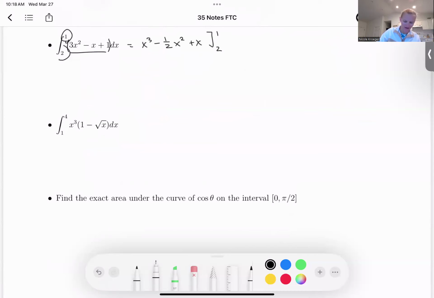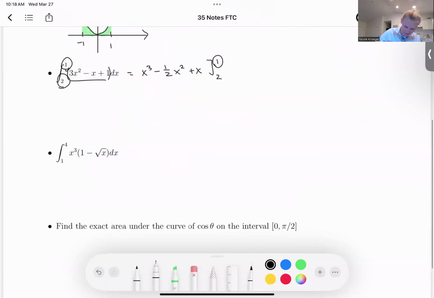Notice it doesn't matter what number is on top and bottom. We still always plug the top number in first. So I'm going to plug the 1 in first. I'm going to get 1 cubed, which is 1, minus 1/2 times 1, which is 1/2, plus 1. I'm going to subtract what I get when I plug 2 in.